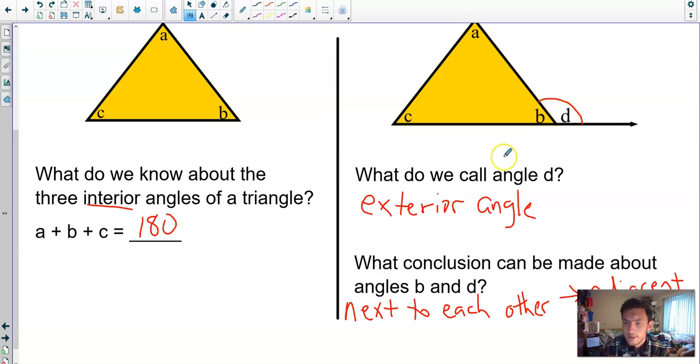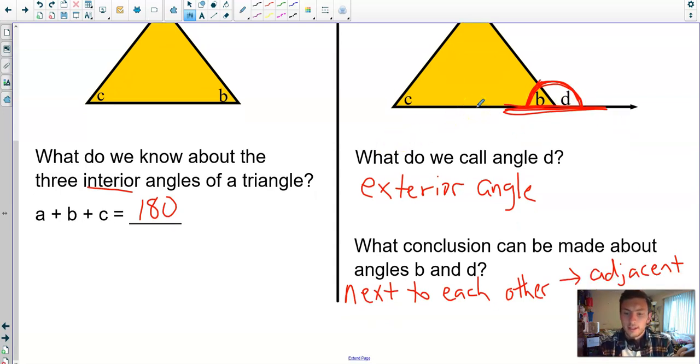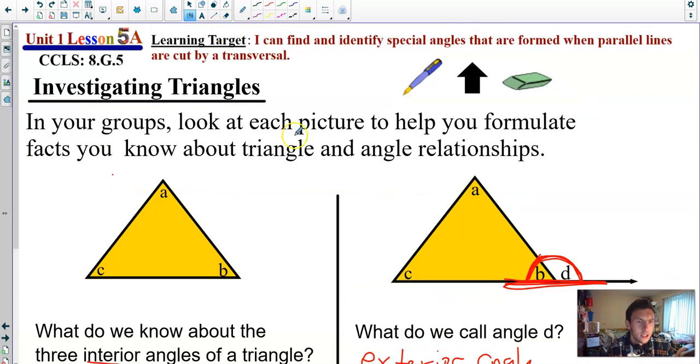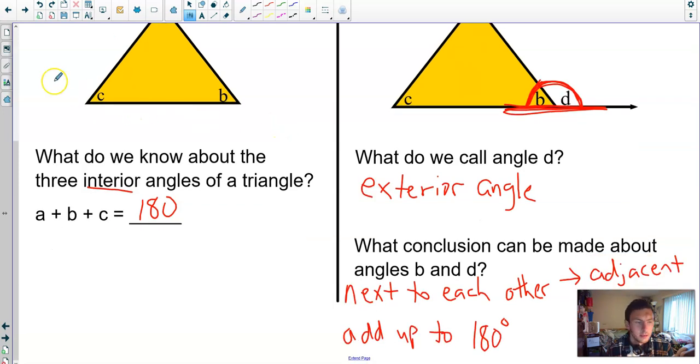So angles B and D are next to each other, but, and here's the important part, if you notice, together, if I draw the angle of B, they make a semicircle. They also form a straight line at the bottom. Angles that form a straight line or create this semicircle add up to 180 degrees. So what conclusion can be made about angles B and D? They add up to 180 degrees. There's actually a really good vocabulary word for that we're going to get into in a couple of slides. I'm going to hold it off there.